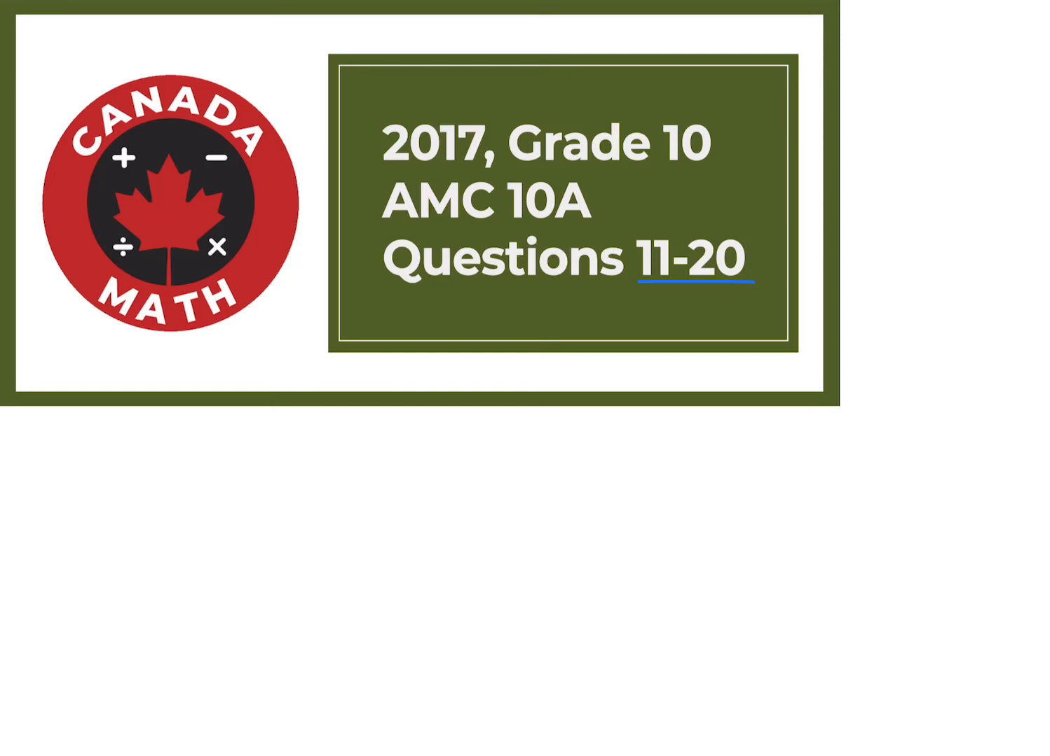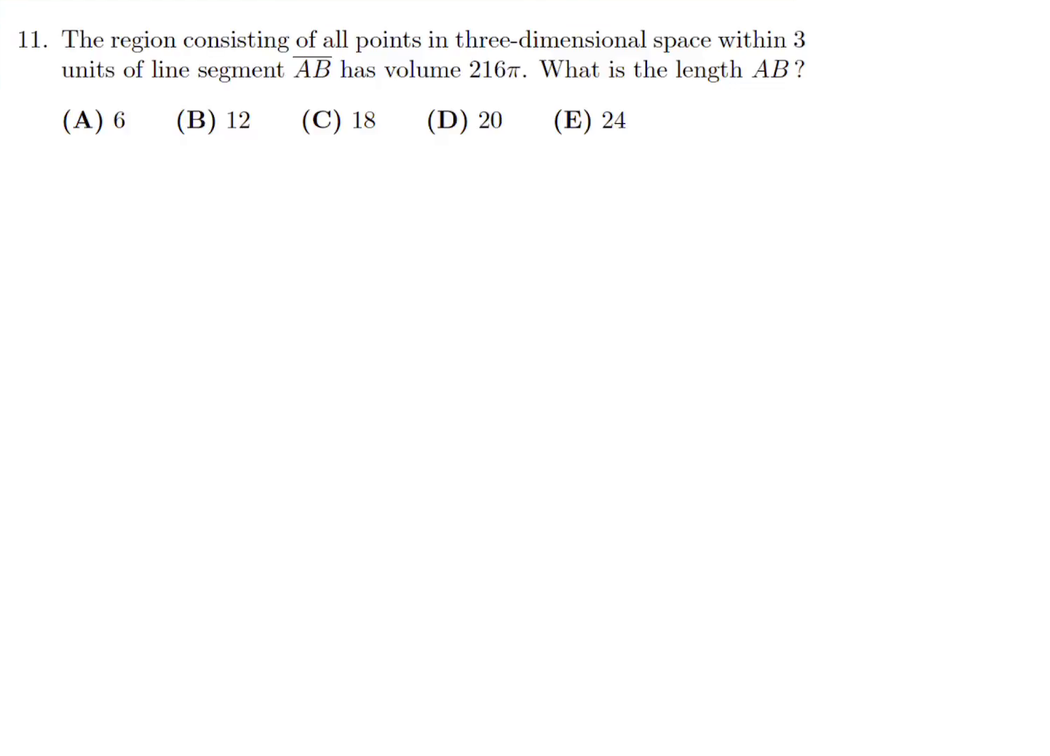Questions 11 through 20 on the 2017 Grade 10 AMC 10A. The region consisting of all points in three-dimensional space within 3 units of the line segment AB has volume 216 pi. What is the length of AB? All right, well, we have to figure this out. What do they mean?